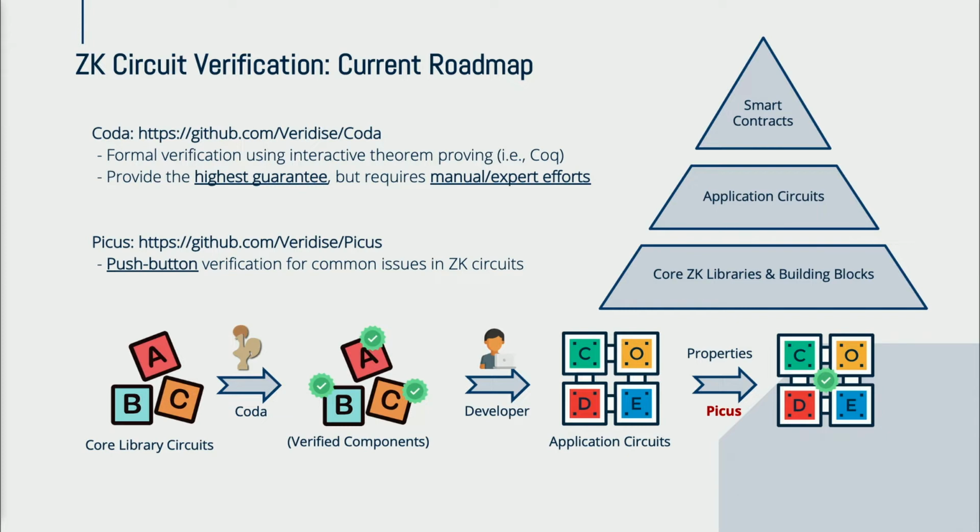Okay, so which means that ideally, once you formally verify those libraries, you can plug in the results on top of those libraries, such that developers can just reuse those proofs and start to build their application circuits. And once they build their application circuit, because those circuits are typically very large, we also developed the PyCast framework, which allows the developer to find bugs in a push-button manner. In this case, the developer just needs to provide a property, let's say in first-order logic, and then PyCast is able to automatically find vulnerabilities in your application circuit.